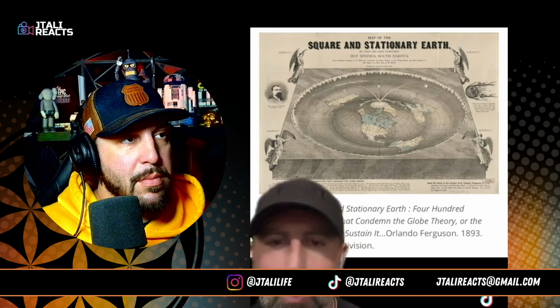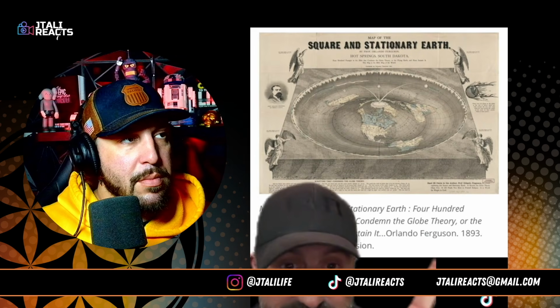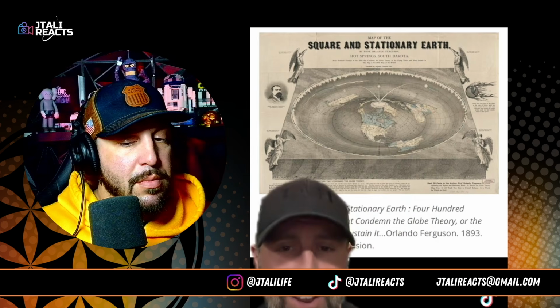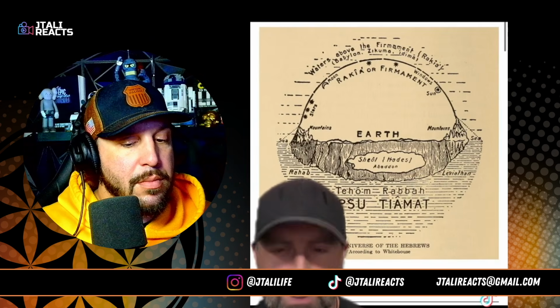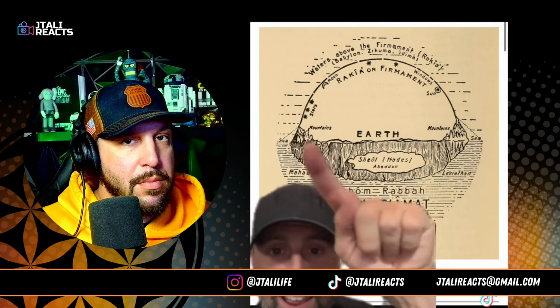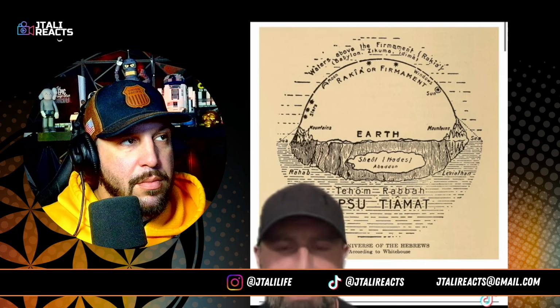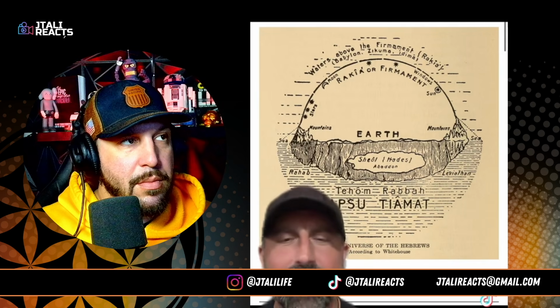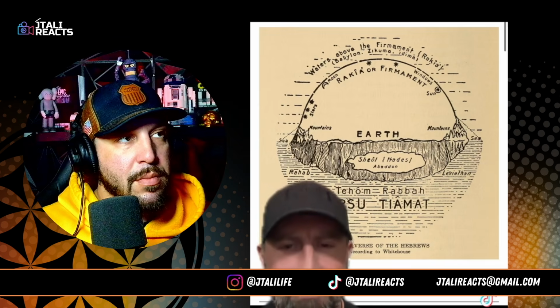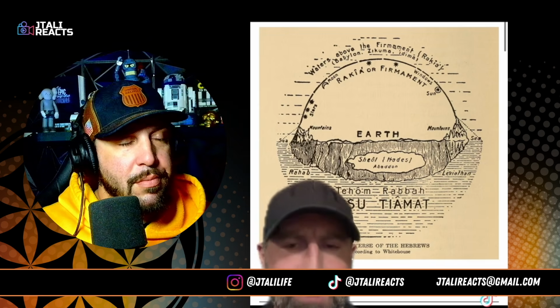Here's another map right from the Library of Congress. This one is from 1893, square and stationary Earth. And yet here's another one, again, with a firmament cover and a flat stationary Earth. And it's so silly that the Library of Congress just keeps these. It must be for shits and gigs. They're laughing at how dumb these people were back in the biblical days.